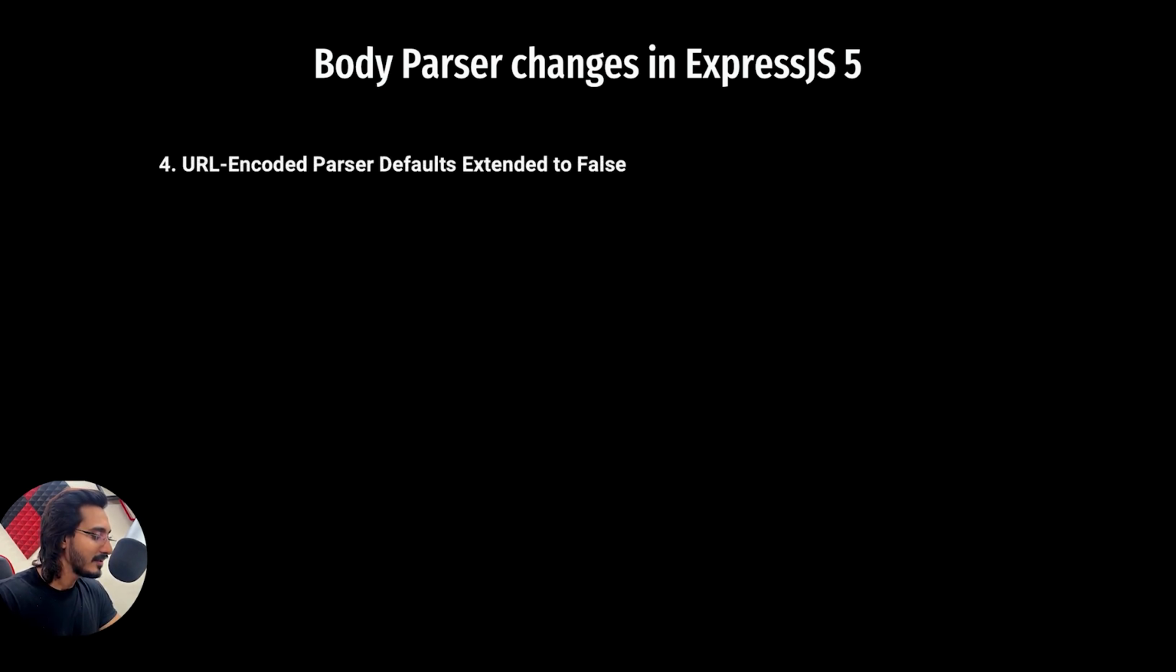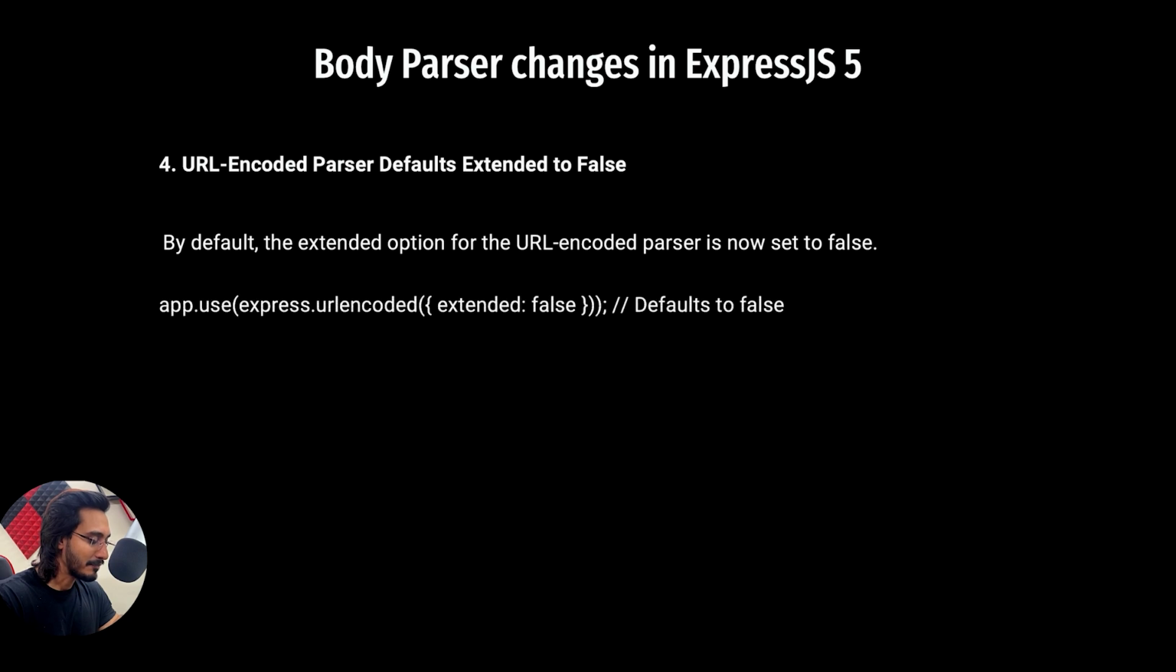And what's next? Next is the URL encoded parser defaults extended to false. What does that mean? Basically, I'm going to show you with an example that express.urlencoded, which we have seen already in the previous example also, has extended set to false by default. Even if you don't pass it, it will be set to false by default. I have already explained it in the course. Like I said earlier, I'm not going in depth of it. I'm just explaining what the difference between all this is and what changes have been brought up.